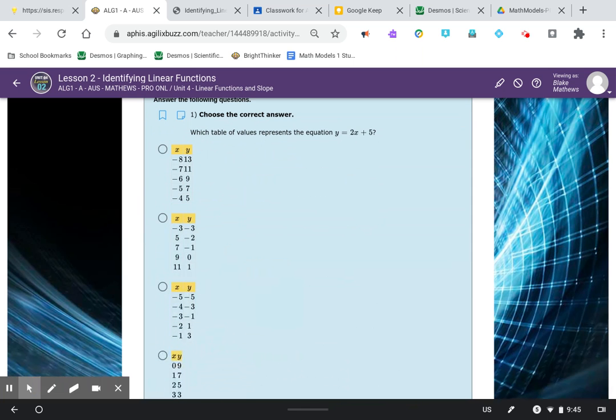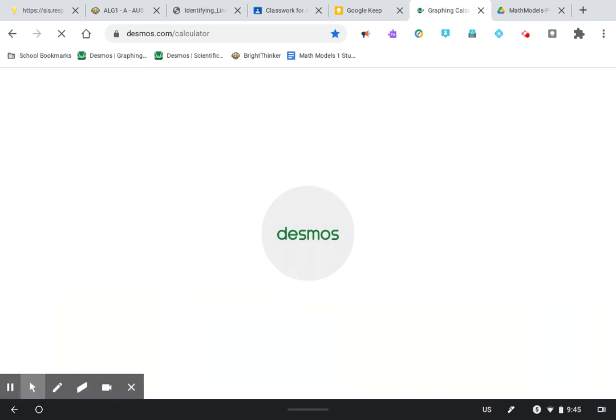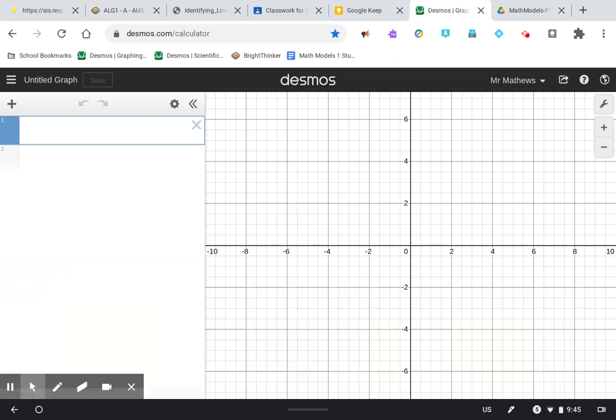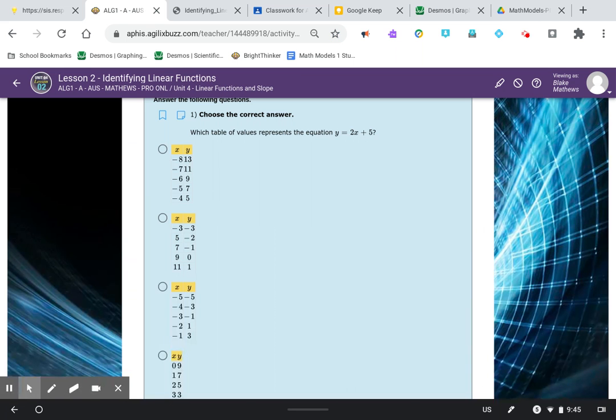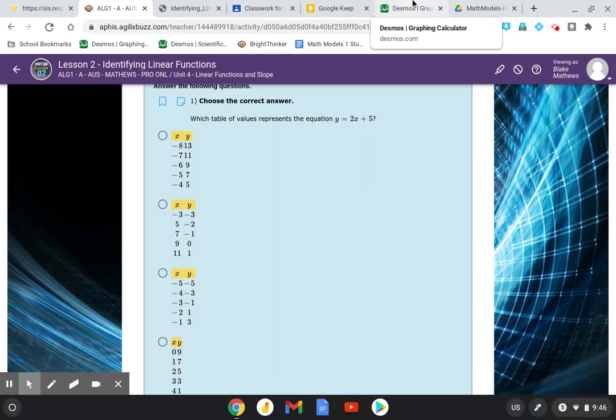All right. The other thing they have here is they want you to be able to make comparisons between the graph, a table or a list of points, and the equation of a linear function. So we're going to practice this using Desmos. So I'm going to jump over to the graphing calculator, and we're going to type our y equals 2x plus 5 equation into this graphing system. I recommend Desmos just because I think it's the easiest to use. It gives you a lot more information than a graphing calculator does.